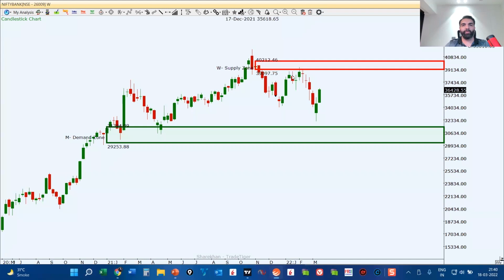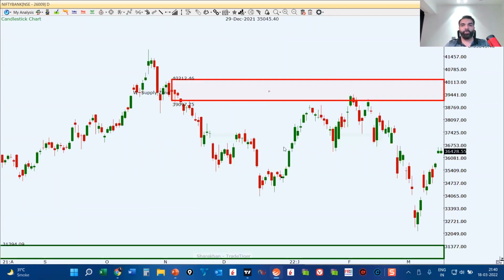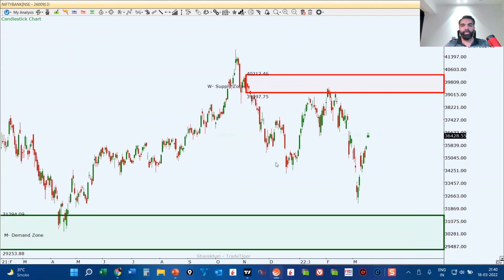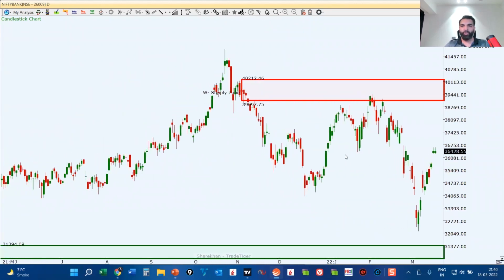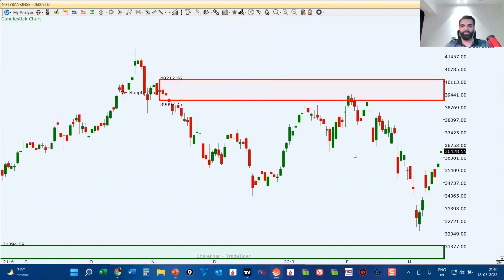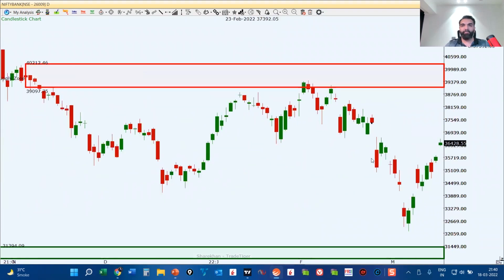And this is already a tested area of supply. So it will be interesting to see how this level holds, right? So on the weekly chart, this is the area. Let's move on to the daily chart. On the daily chart, currently, the Bank Nifty is actually holding on to this area over here on the daily, which is this gap level over here.